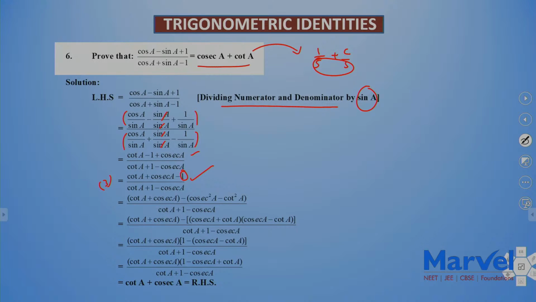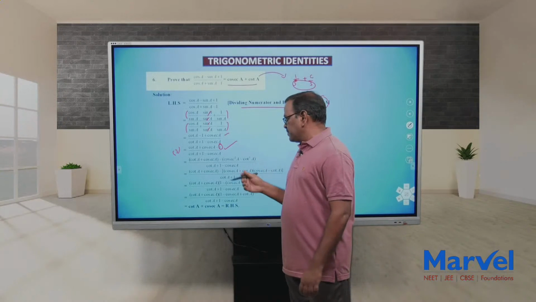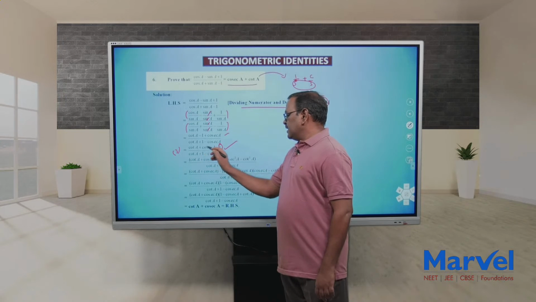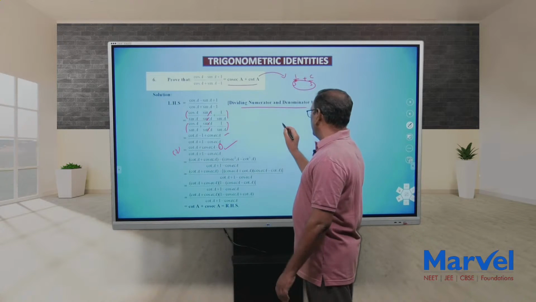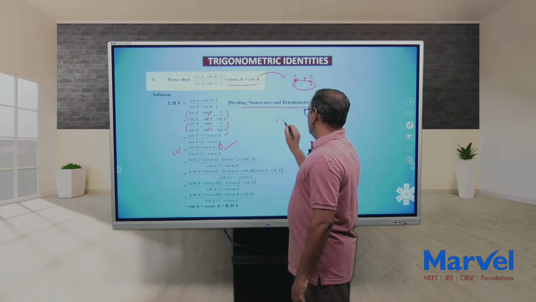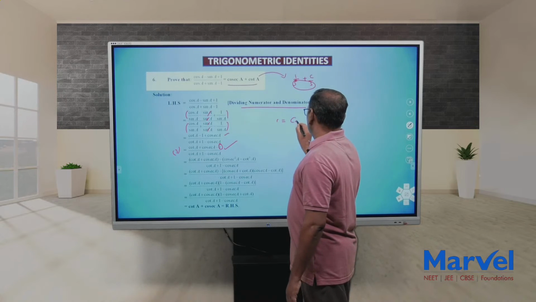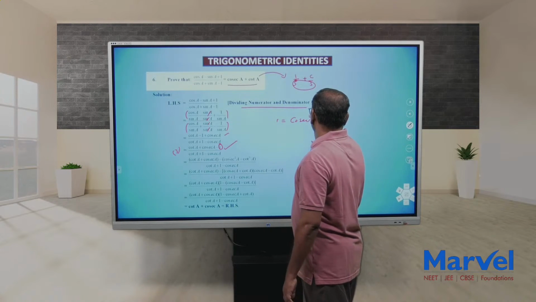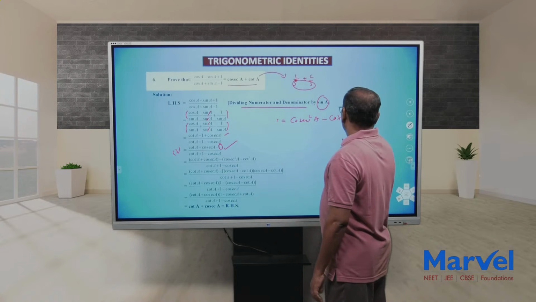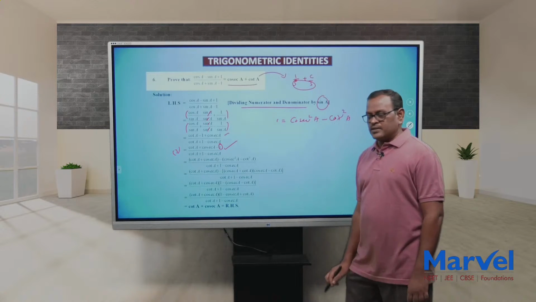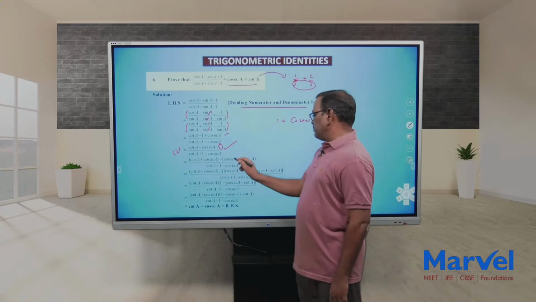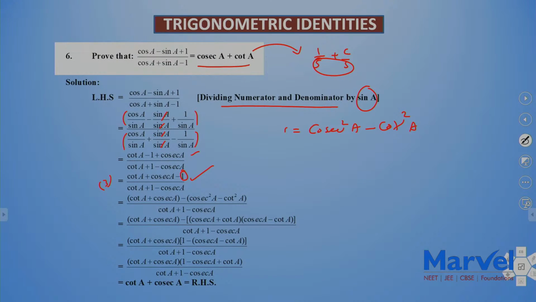Next. So what is the corresponding identity? How to select the identity? Very simple, based on the functions cot A and cosecant A. So here you have to replace 1 in the numerator by cosecant square A minus cot square A. So replace 1 by cosecant square A minus cot square A.